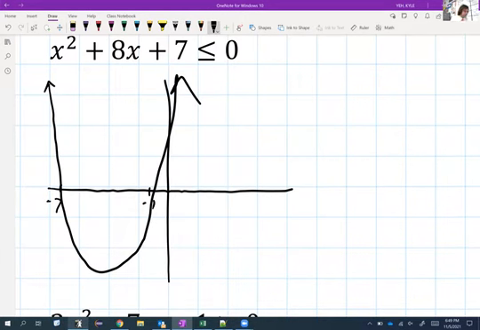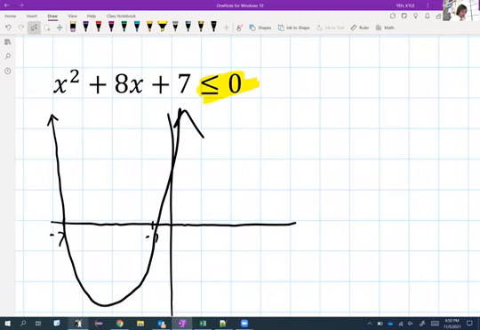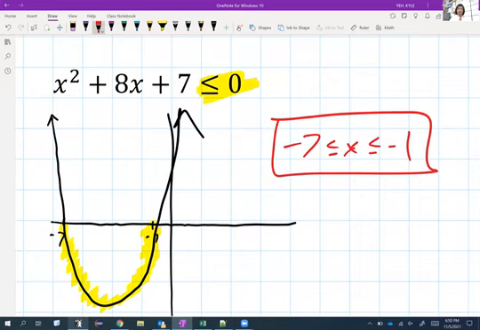So the question is, where is this parabola negative? Where is it less than or equal to 0? And well, just from observation, we can see it's less than or equal to 0 at all these points below the x-axis. So what does that mean for my solution? It looks like anything in between -7 and -1. So I can just say -7 is less than or equal to x is less than or equal to -1. Any x value in that range will be below the x-axis, will be less than or equal to 0.